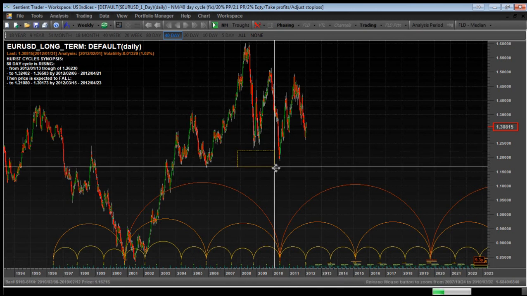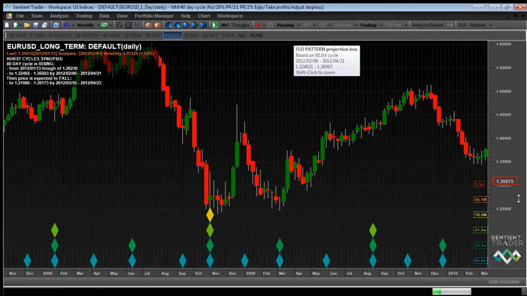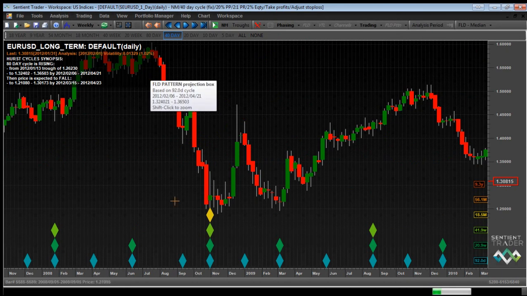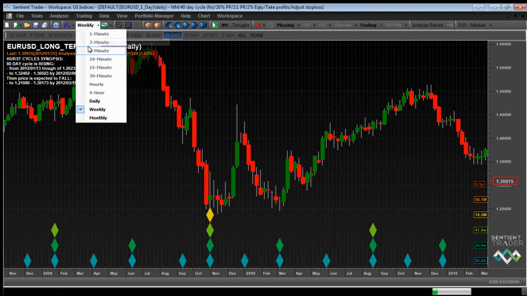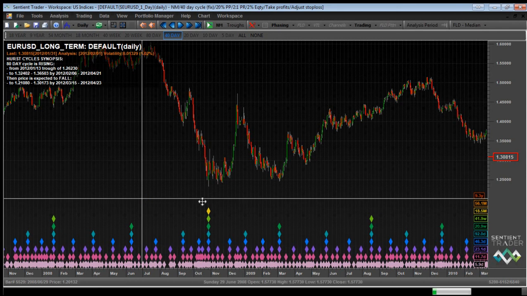Let me demonstrate what I'm talking about, and I'm going to start by taking a look at this period in 2008-2009 to demonstrate what I'm speaking about, because I think this demonstrates something really interesting about ways in which one can use Hurst cyclic analysis to get a better understanding of what's actually happening in the market. Let me just change this to a daily chart.